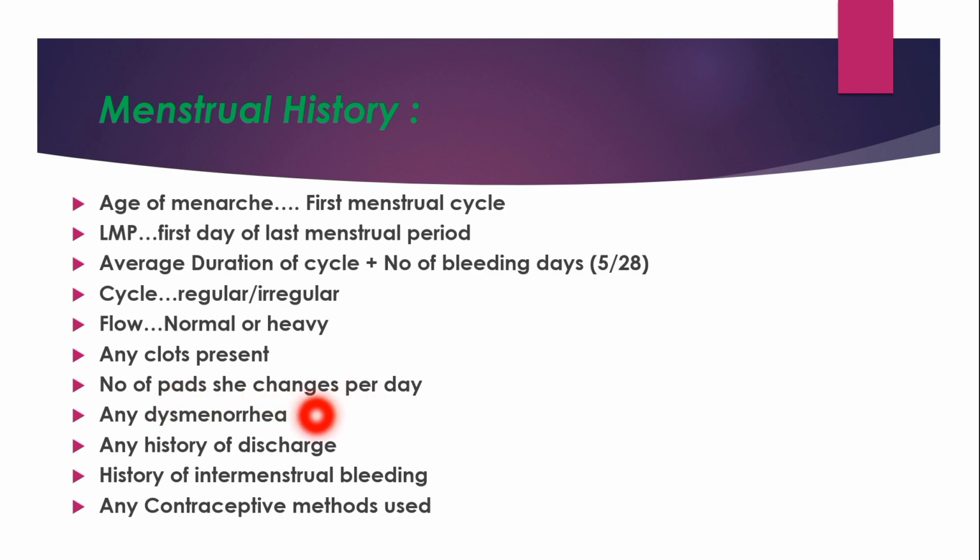Also ask about any history of dysmenorrhea, which is a painful bleeding, and similarly also ask about any history of discharge, which indicates pelvic inflammatory disease. Similarly, also ask about any history of intermenstrual bleed and any history of contraceptive she had used.